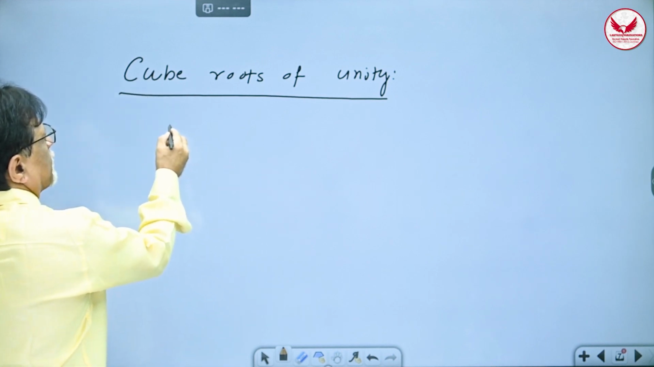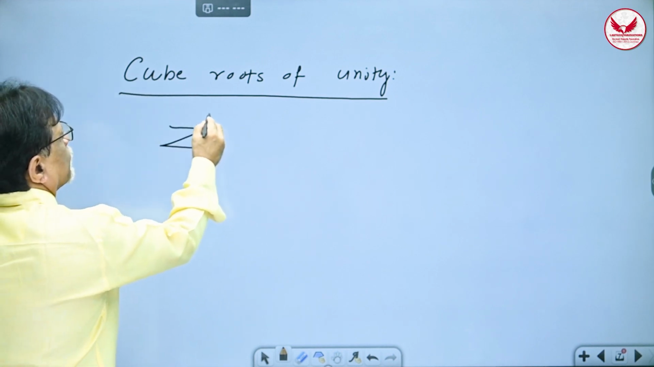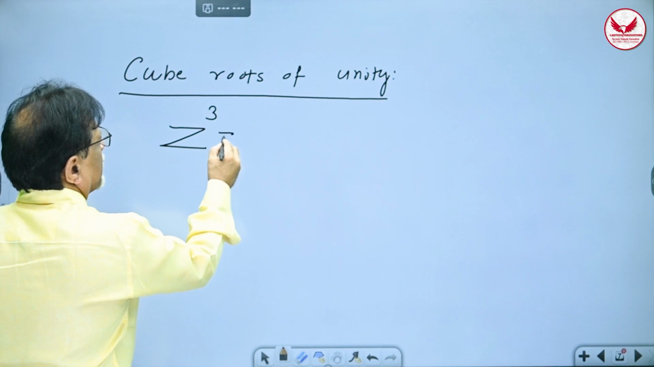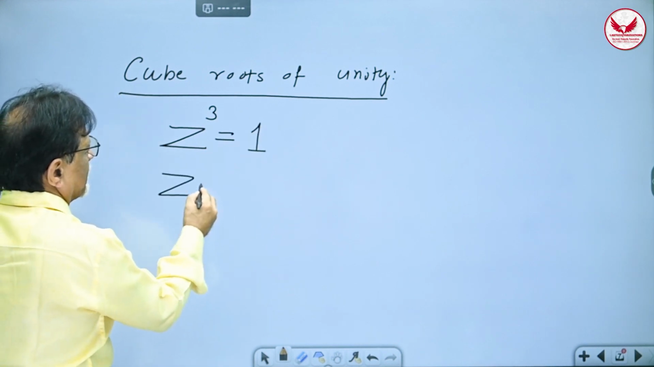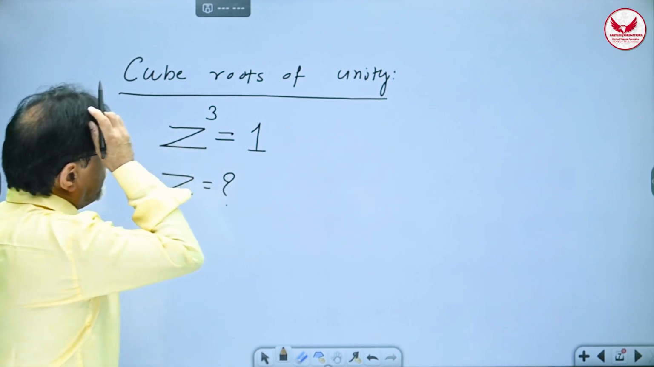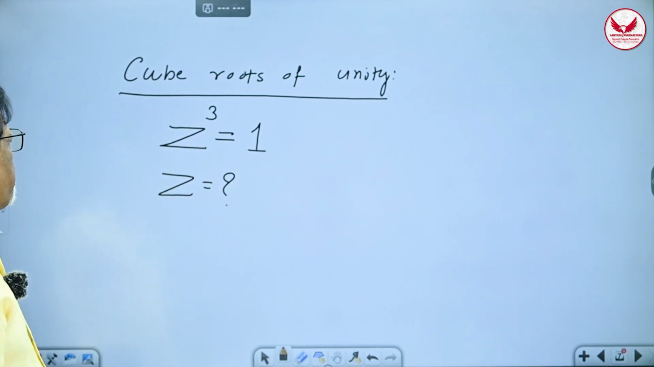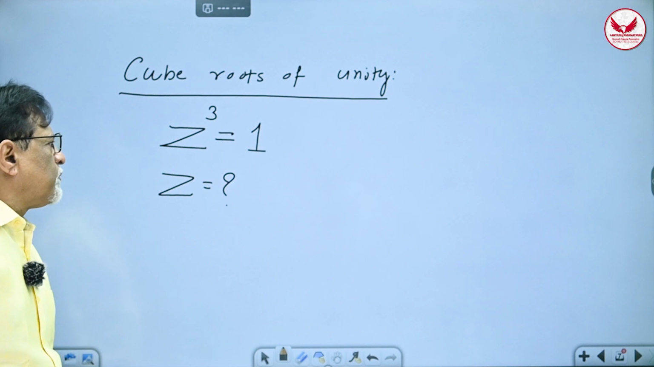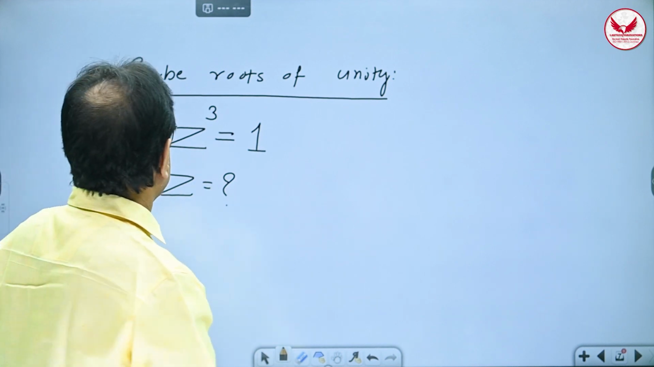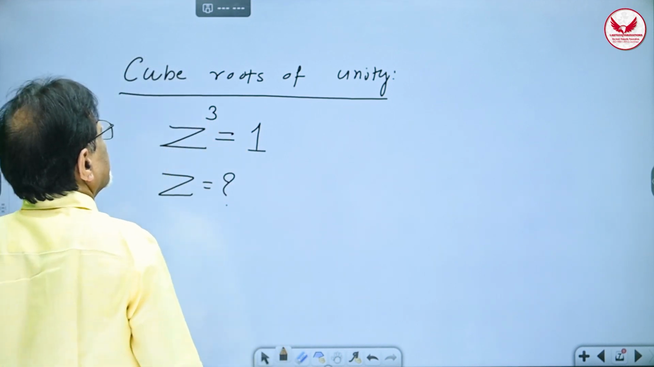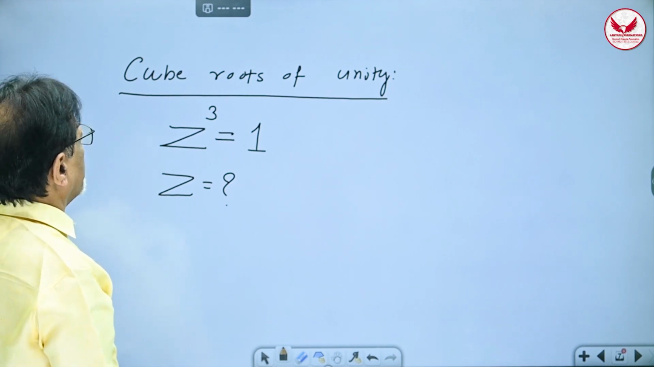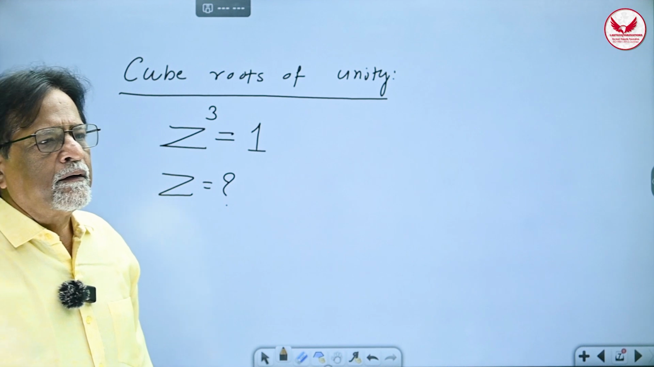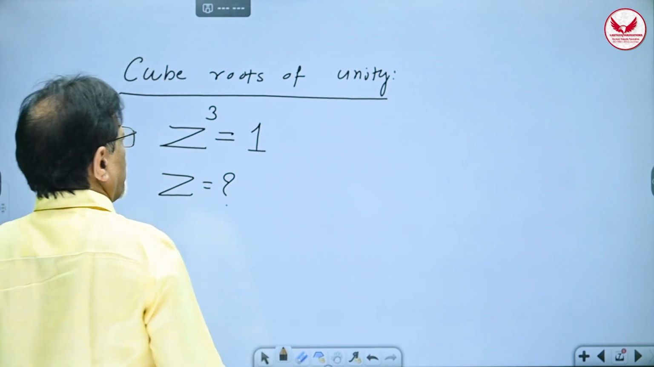Which equation do I have to solve? Cube root of unity means I have to solve z cube equal to 1. If z cube is equal to 1, what is z? Obviously z is a cube root of unity, correct? That is what I want to find out. Each one of them will be called a cube root of unity. And I will prove that there are three values of cube roots of unity.